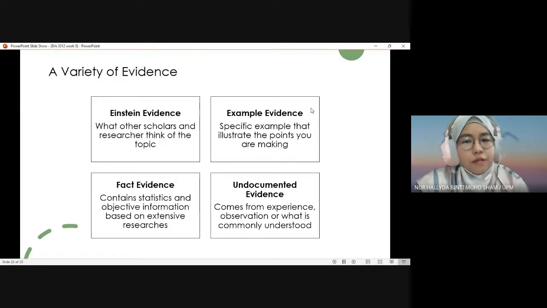It's a specific example that illustrates the points you are making. So this kind of evidence can be accepted in a research paper as well. Okay, so you can give examples that are generally accepted by everyone. Sometimes, you know, it's the simplest way of writing an example.